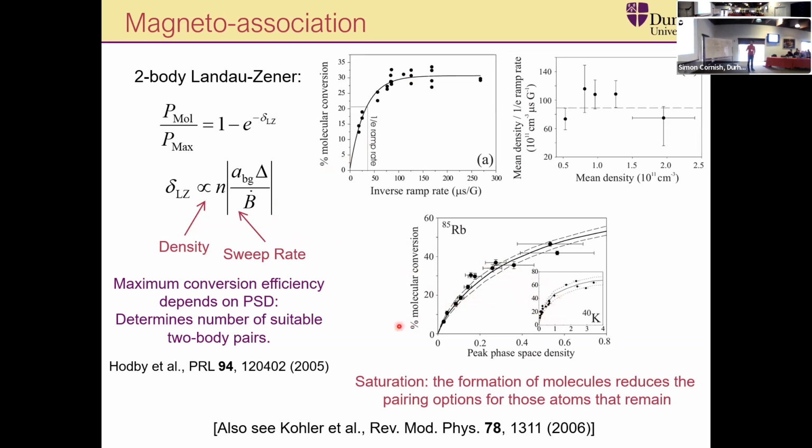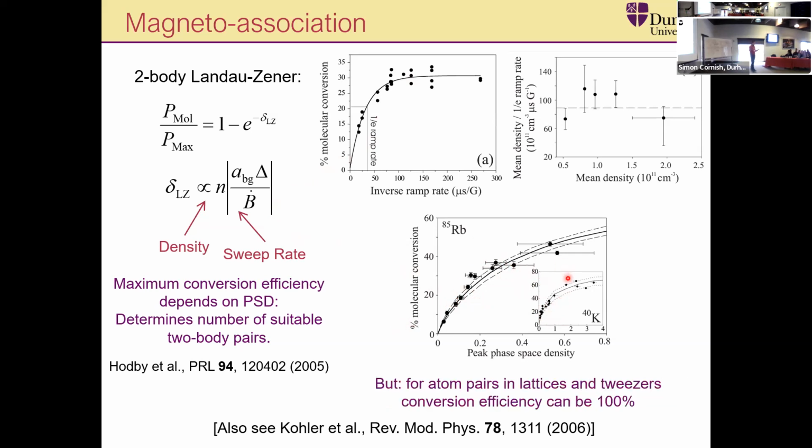So that gives this saturation. But I want to emphasize that if you do this in an optical lattice or a tweezer where you prepared a pair of atoms, then this can just be 100% efficient getting into this molecular state. And actually, there was a lovely experiment again in KLB where they produced these pairs of atoms by making a ground state molecule and taking it back, so that they knew they had a pair of atoms in the lattice site. And then they can show that this efficiency is 100% association.